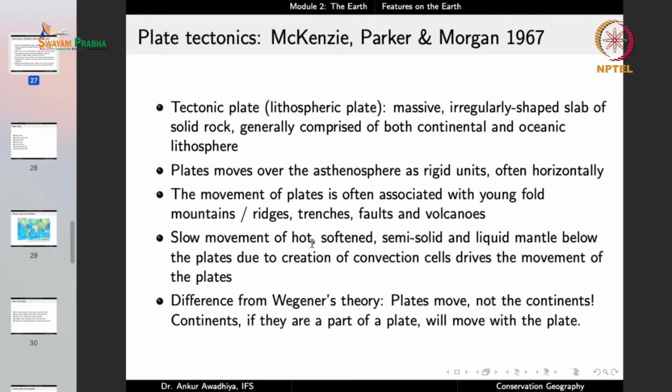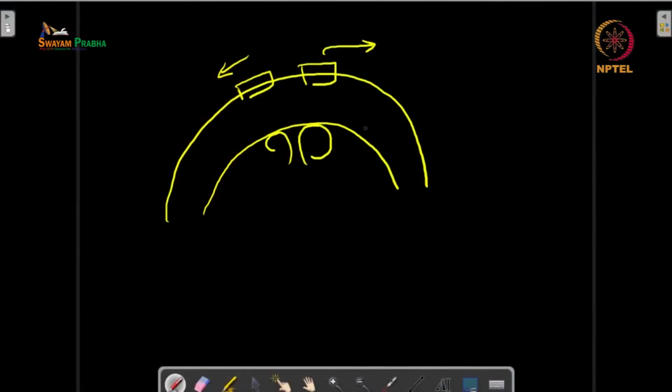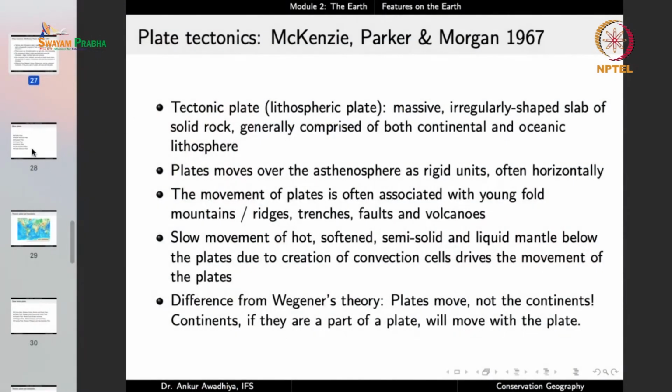The slow movement of hot, softened, semi-solid and liquid mantle below the plates, due to the creation of convection cells, drives the movement of the plates. Now in the case of Wegener's theory, Wegener was at a loss to explain how his continents moved, but in the case of the plate tectonic theory, we took up his ideas to say that if there are any plumes that develop, then it is not the continents that move, but the plates that move over the semi-solid asthenosphere. So now we also have a mechanism of this plate movement.